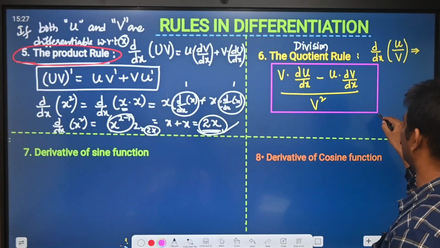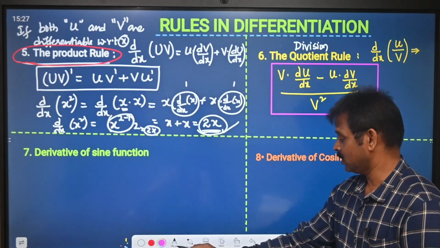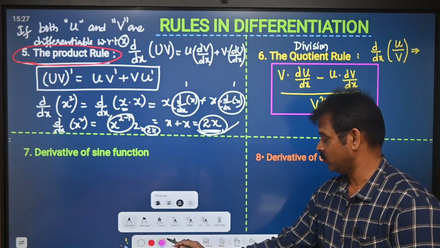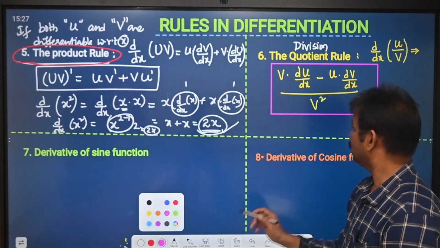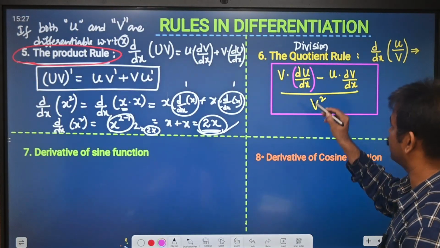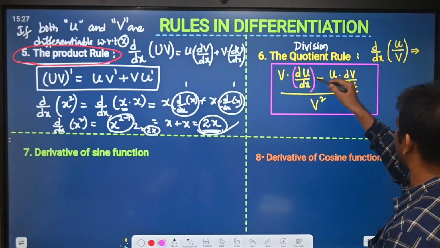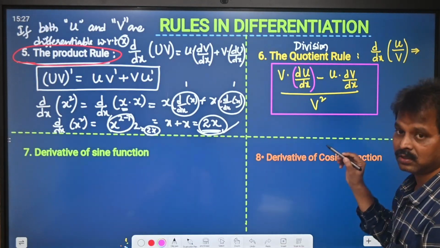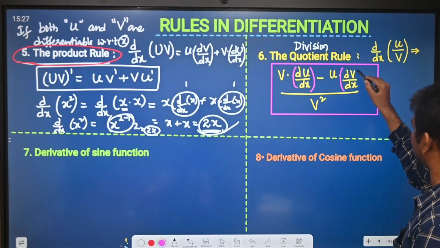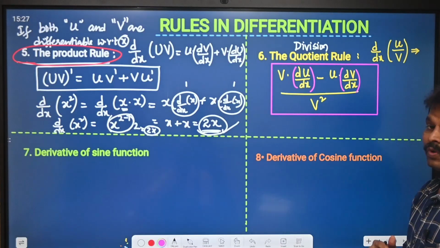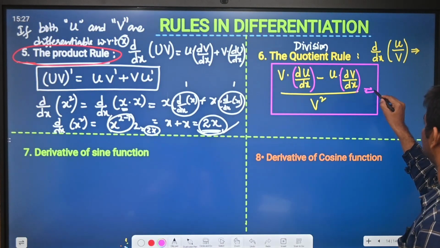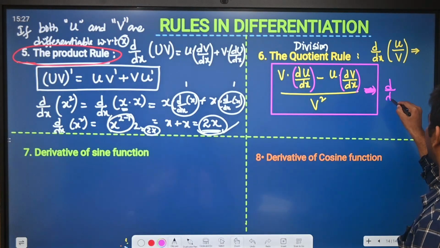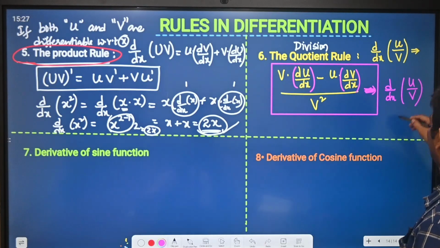This is a quotient rule. Here we can see first what we are going to write. The derivative of numerator into denominator minus derivative of denominator into numerator by square of denominator. This is equal to d by dx of u by v.